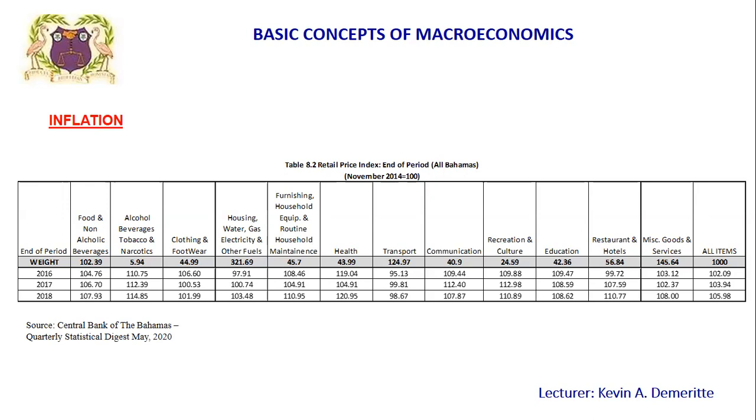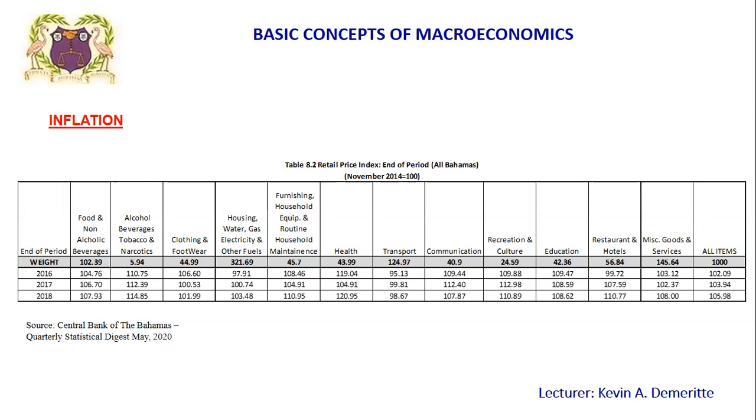So first of all, you see each index, food and non-alcoholic beverages is a category. Alcoholic beverages, tobacco, and narcotics is a category. Narcotics just means cigarettes and cigars, and sort of the vape products. Clothing and footwear, it's a different category. Housing, water, gas, electricity, and other fuels, et cetera, et cetera. Right. So these are all the categories.